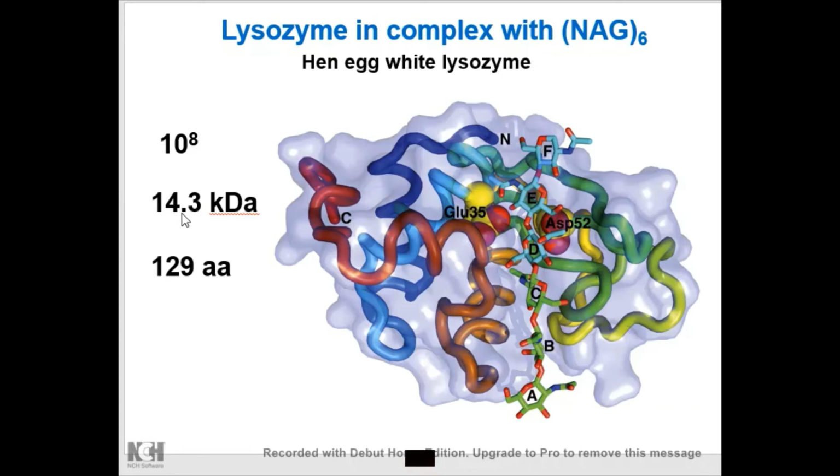Now it's a small enzyme, 14.3 kilodaltons only, 129 amino acids. The 3-dimensional structure in complex with its substrate reveals a cleft in which 6 units of polysaccharide are bound. They are indicated by letters A, B, C, D, E, and F. And you can also see here catalytically important glutamic acid 35 and aspartic acid 52 next to the cleavage site between rings D and E.